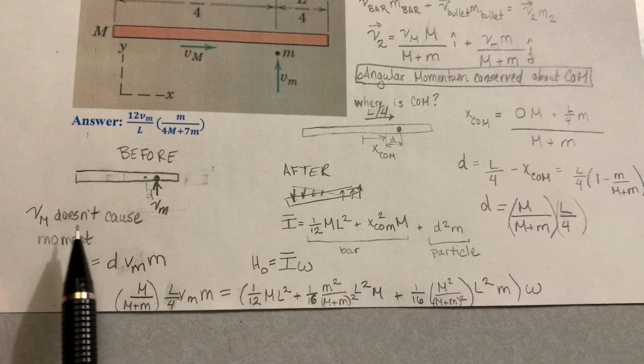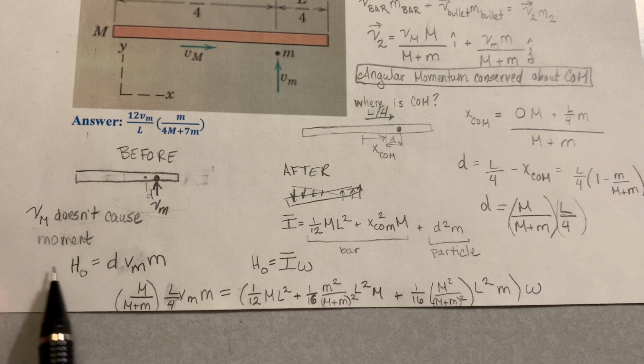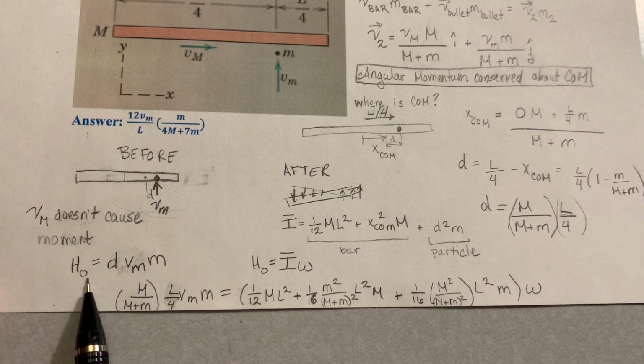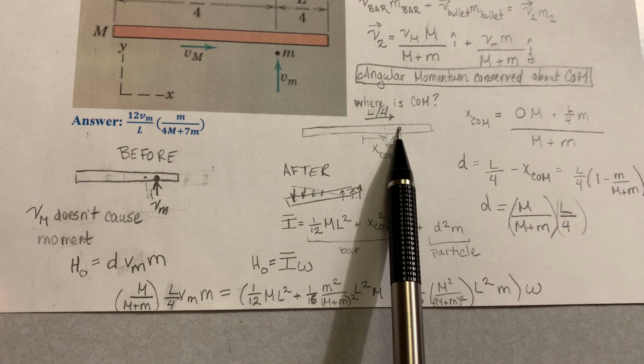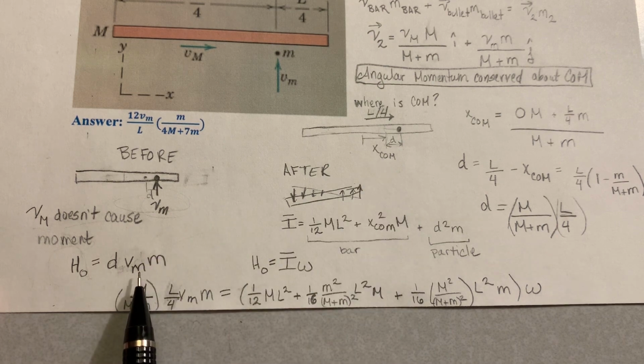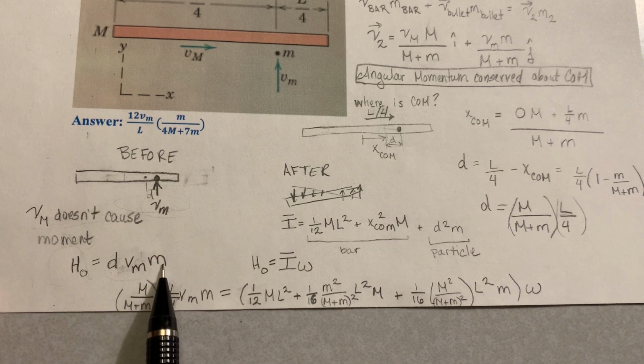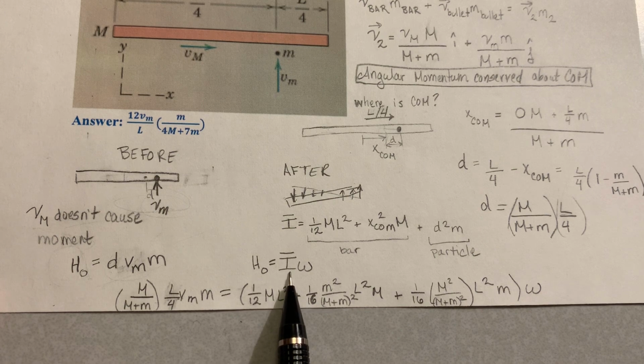So, okay, the velocity of the big bar doesn't cause any moment. So here we're just going to have the original angular momentum, which is going to be that d, the distance between wherever the center of mass is and the particle, times the velocity of the particle times the mass of the particle. And we have to set that equal to the new moment of inertia about the center of mass times the new omega. And this is actually what we're solving for.